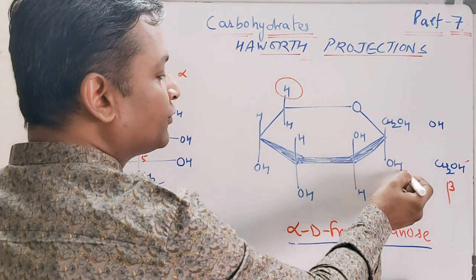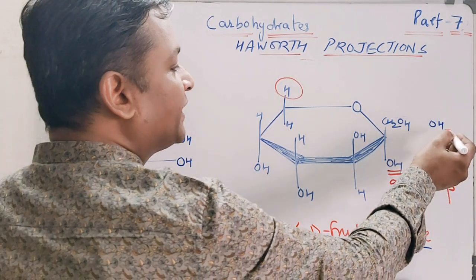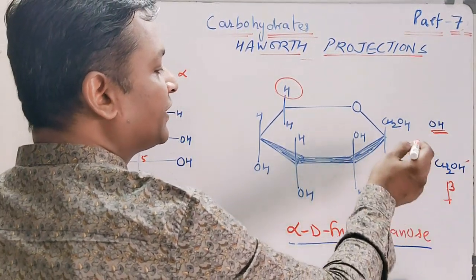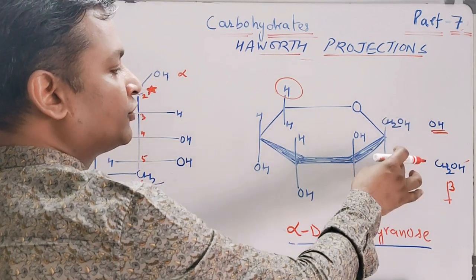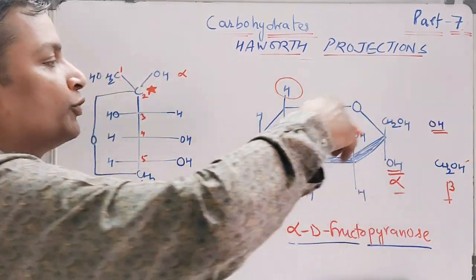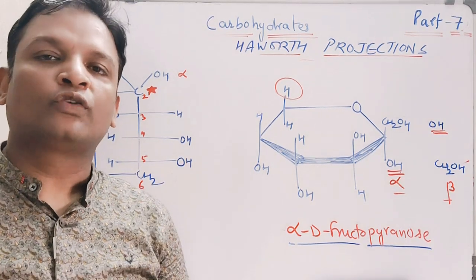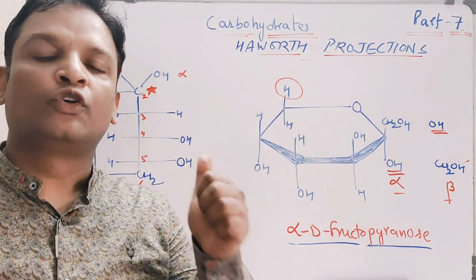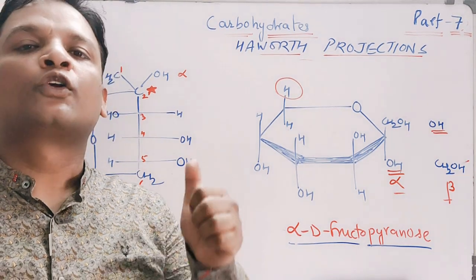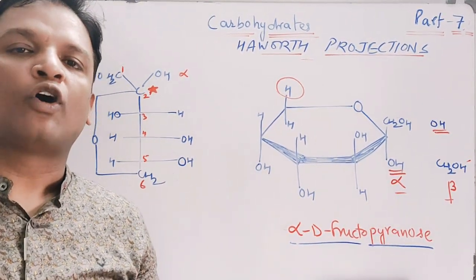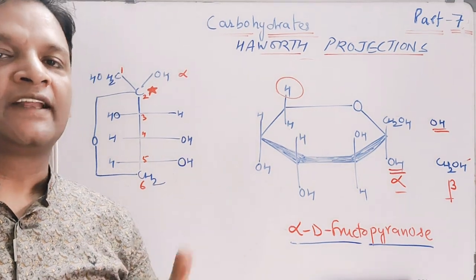Alpha is when OH is occupying the lower side, beta when OH occupies the above side. This is the alpha form, and you can change the configuration of this OH and CH2OH to obtain the beta form. So this is the Haworth projection of glucose and fructose: glucose 6-membered form, glucose 5-membered form, fructose 5-membered form, and fructose 6-membered form, in Fisher as well as in Haworth form.